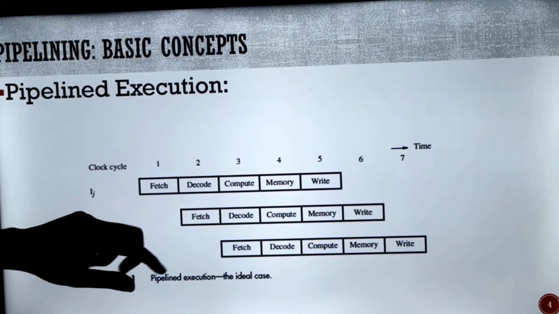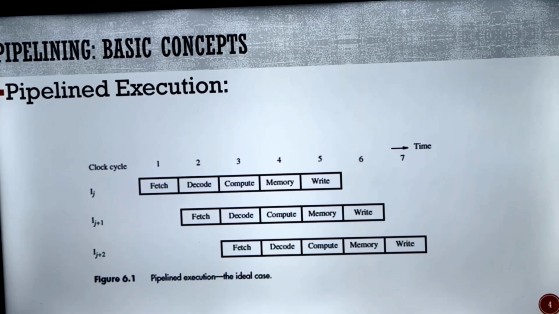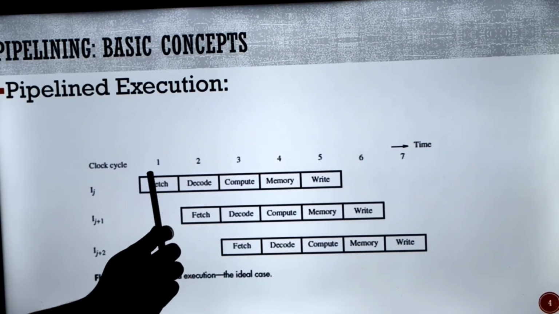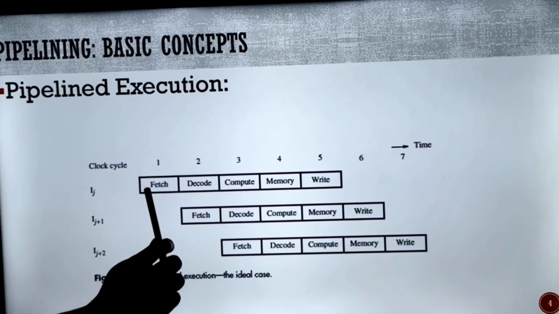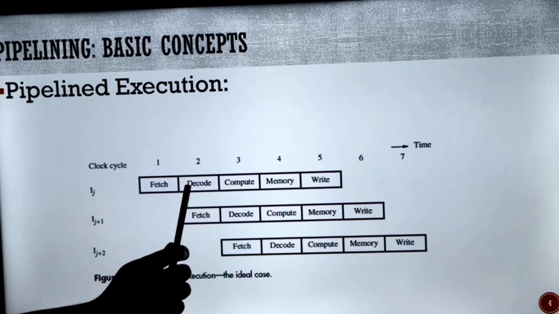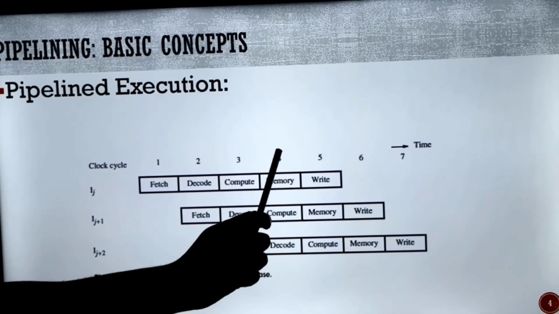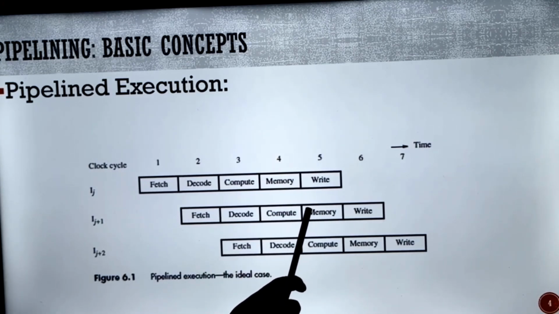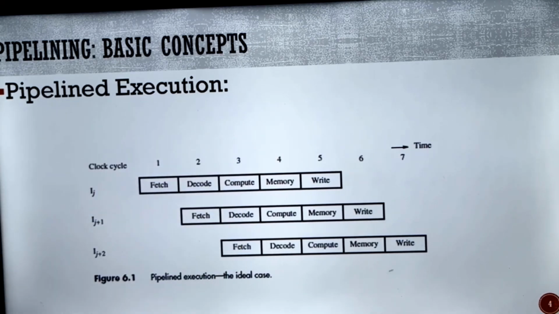Some particular hardware I need for computing, memory access, and write also. So what we will do in pipelining is divide our hardware into some groups. Group number 1 will be fetching the instruction. Group number 2 will be decoding the instruction. Group number 3 will compute the instruction. Group number 4 will do the memory access, and group number 5 will do the writing operation. If we do so, parallelly we can execute multiple instructions now.